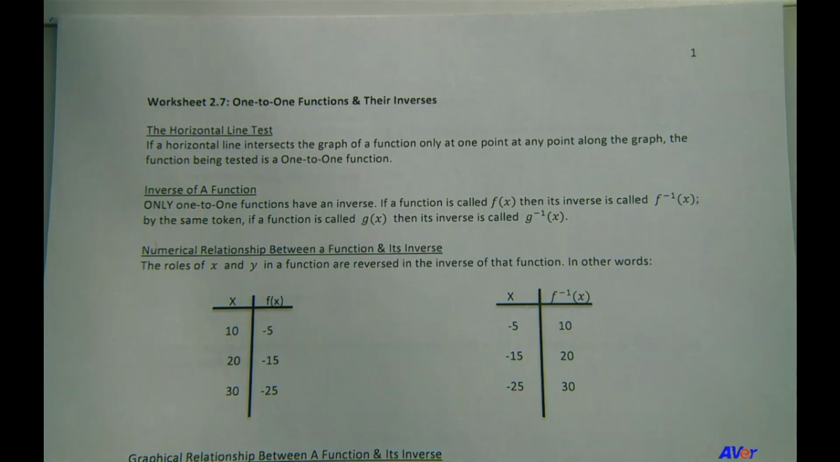Hello again, everyone. Welcome to our discussion of section 2.7, where we will talk about one-to-one functions and their inverses. Those two things are very closely connected. In other words, only a one-to-one function has an inverse. And you'll see this extended into trigonometry for those of you who will be taking Math 127 after this course.